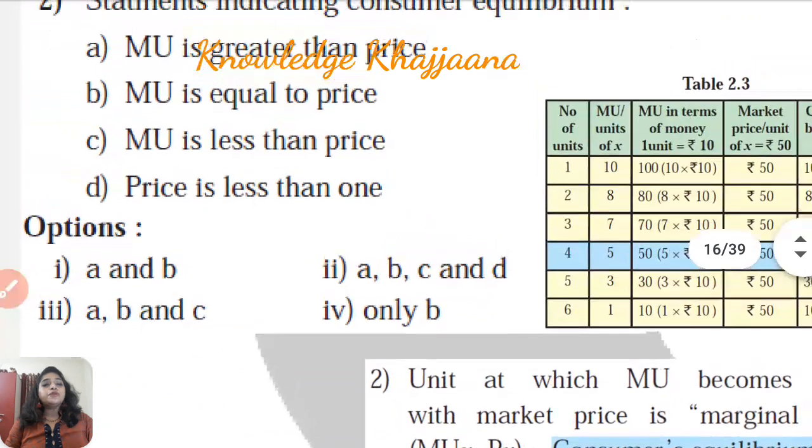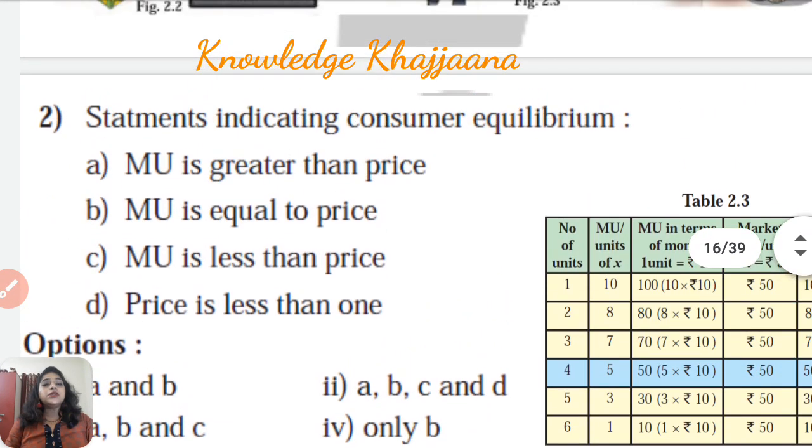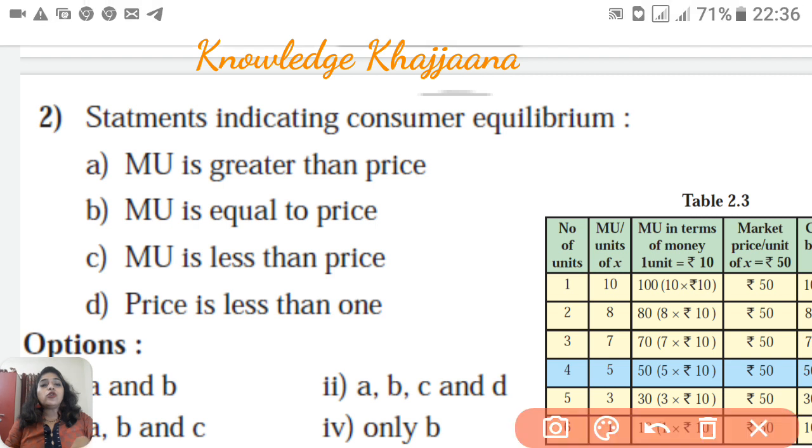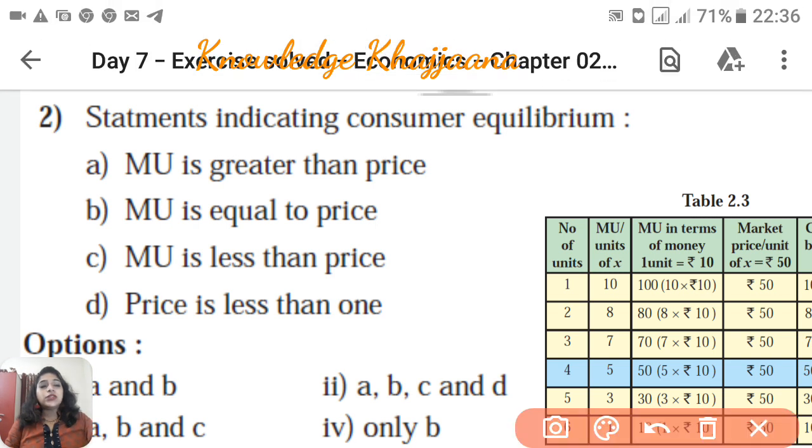So what is the answer of this? Statements indicating consumer equilibrium: when the marginal utility is equal to price. Yes, we have seen the marginal utility is equal to price. And what is the correct option? That is 4. Only B, right? Only B, that is marginal utility is equal to price.